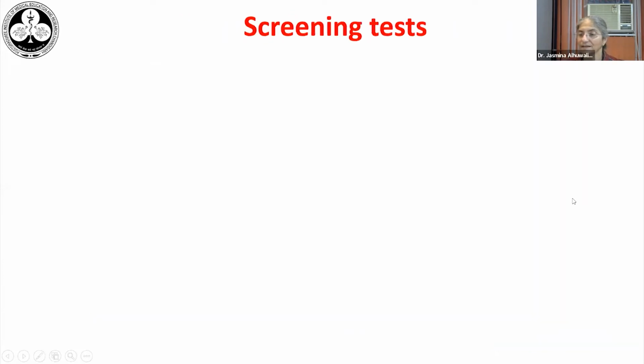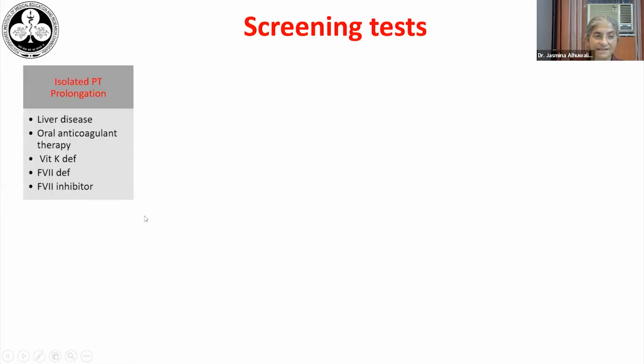With that we can now go to the various screening tests and the combinations that may occur with these tests. So we might see either an isolated PT prolongation. This is likely to happen in the presence of liver disease, oral anticoagulant therapy, vitamin K deficiency, or due to deficiency of factor 7 or presence of a factor 7 inhibitor.